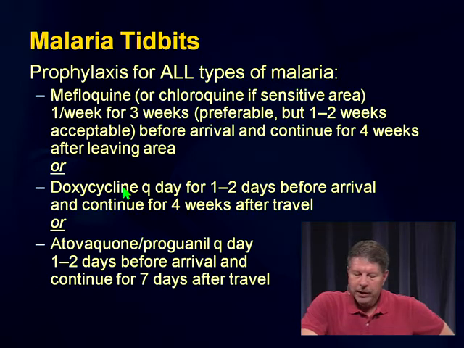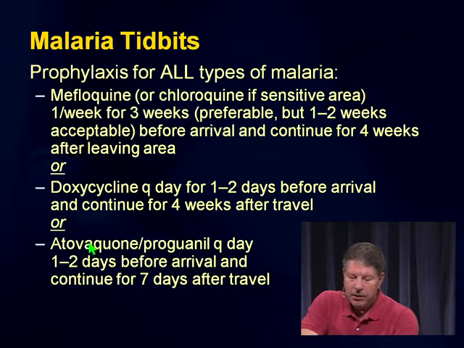The last one here is atovaquone-proguanil, or Malarone. It's nice. You only need to take it 1 to 2 days before you go, and you only need it for 7 days after you get back. The bad thing about this one is the cost. It's expensive. Doxy's cheap. This is expensive.